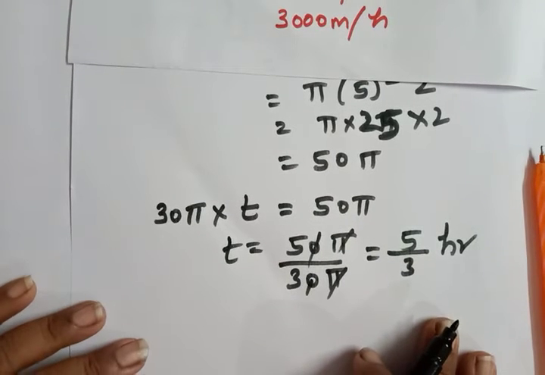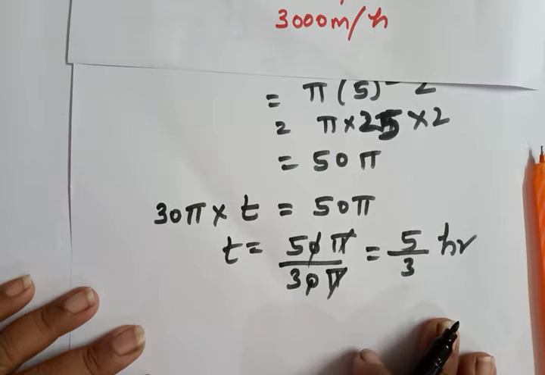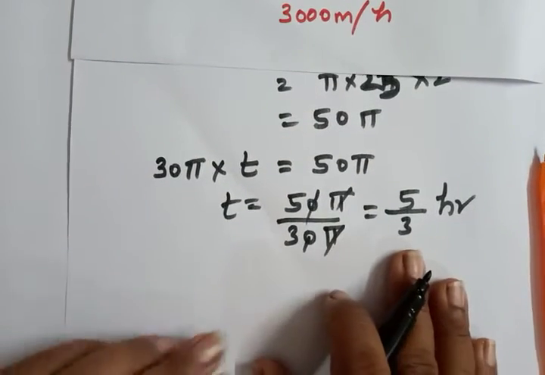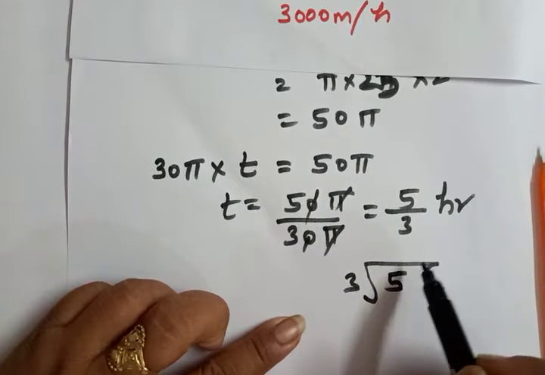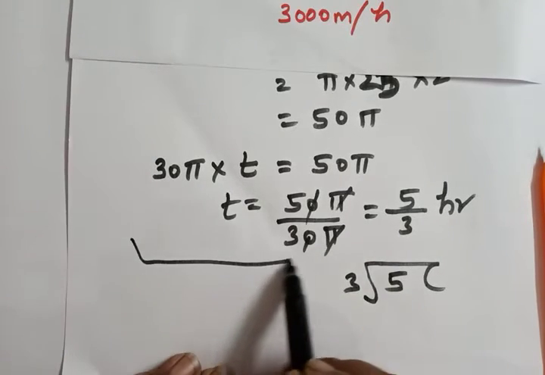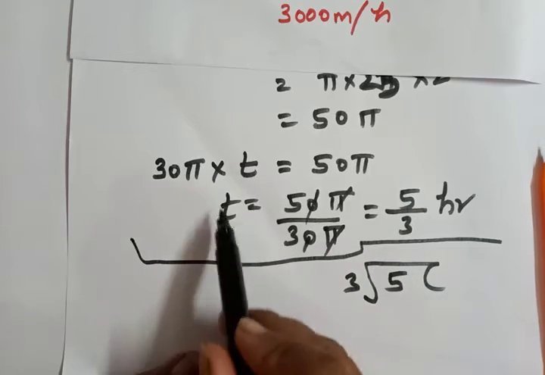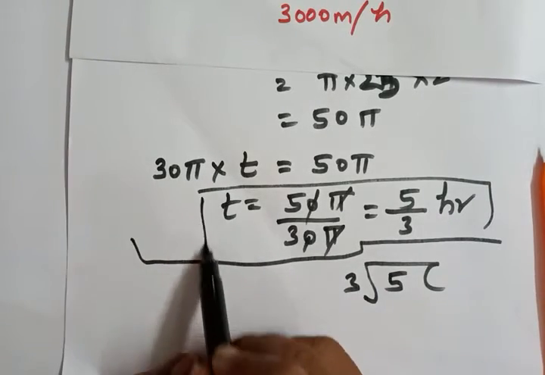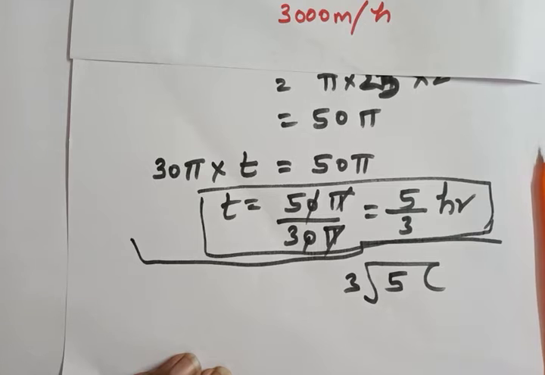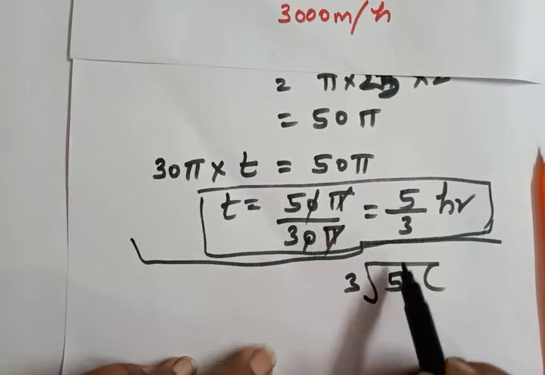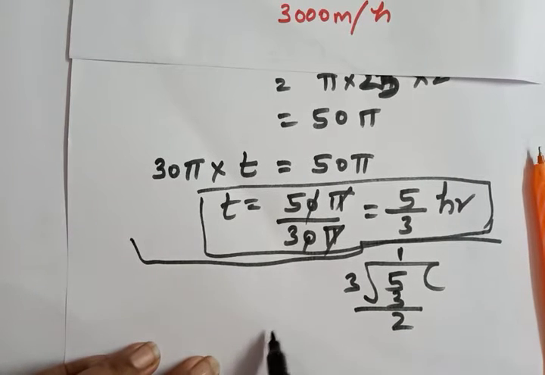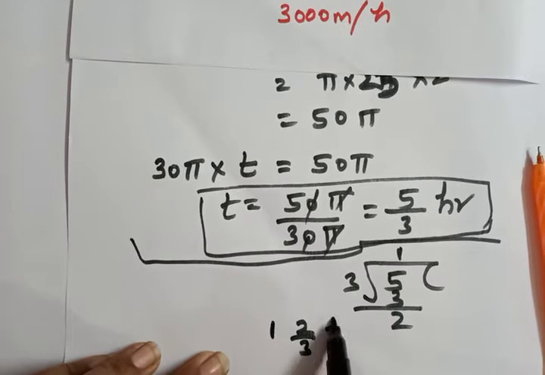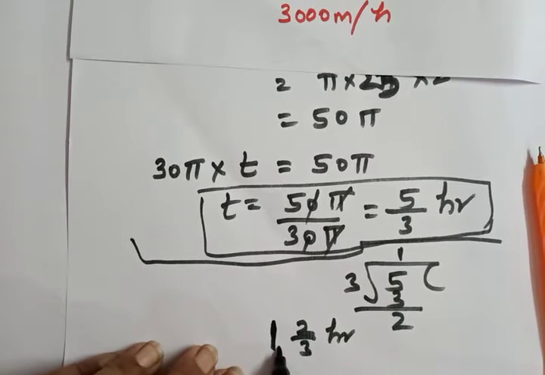Now we need to convert this into minutes. Suppose they want the answer in minutes, and we have 5/3 hour. See how we can convert. We will divide 5 by 3. We have found that the time is 5/3 hour. Quite clear? 3 ones are 3, remainder 2. So we have found that it is 1 2/3 hour.